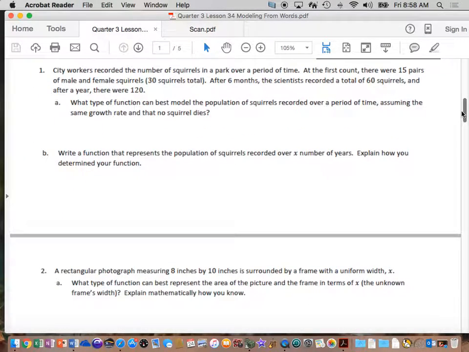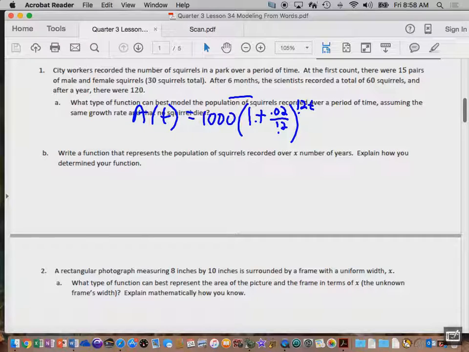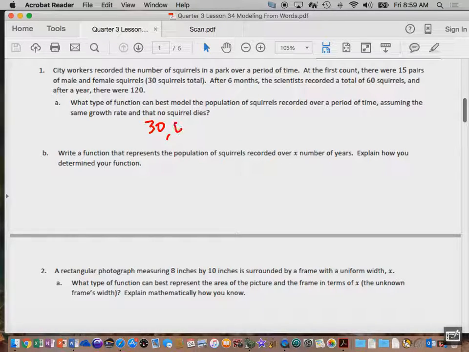City workers recorded the number of squirrels in a park over time. At first count, there were 15 pairs of male and female, 30 squirrels total. After 6 months, the scientists recorded 60 squirrels, and after a year, there were 120. So we go from 30 to 60 to 120. Doing a little sequence there. What kind of function is this?